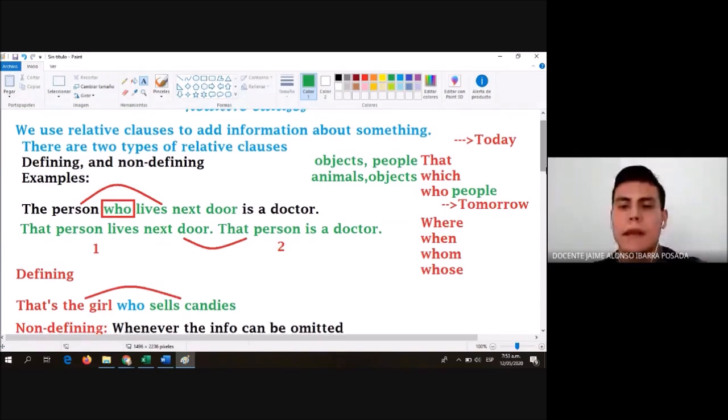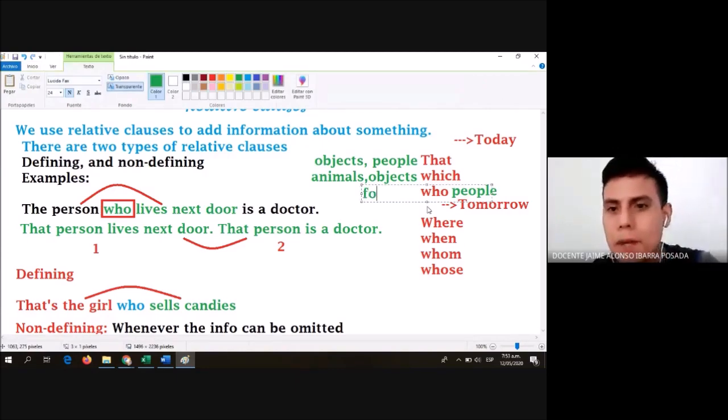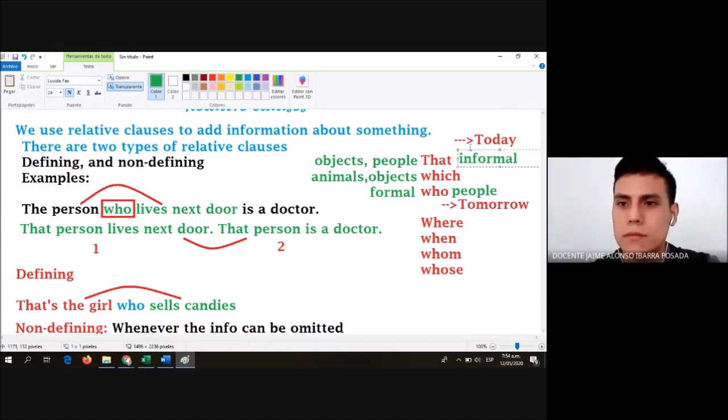Now, why do we usually use who? If we have people here, why do we have people here and people here? If we can only use one of those, why? The reason is because in oral speech, we're going to use that mostly. However, being more formal, we use who in texts. So here, informal and oral speech.